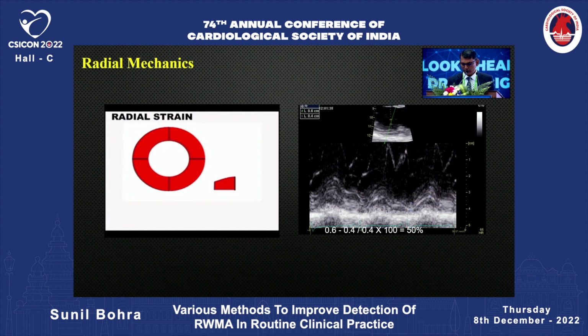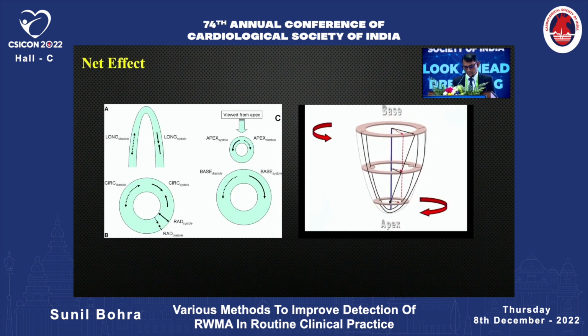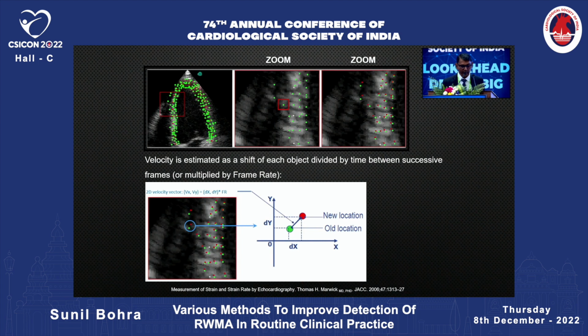So indirectly, radial strain we do day in and day out by doing the M mode across the LV. Then rotation and twist mechanics: the clockwise and anti-clockwise rotation of the basal and the apical segments gives us the twist mechanics. And then the overall net benefit is the ejection fraction which we see. So the speckle tracking principle is very, very simple. The myocardial speckles are detected by the ultrasound images, and the velocity is estimated as the shift of each object divided by the time between the successive frames.